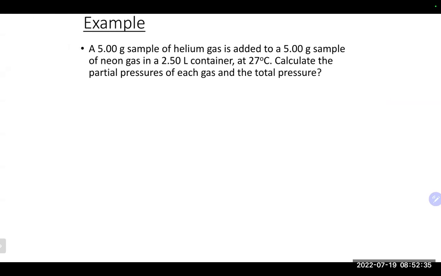All right, so why don't you give this a go. 5 grams of helium is added to 5 grams of neon in a 2.5 liter container at 27 degrees. What is the partial pressure of each gas and the total pressure here? So three answers: partial pressure of each gas and the total pressure of that mixture. Helium is 4.003 grams per mole. And who's our other guy there? Neon, 20.18, I believe.